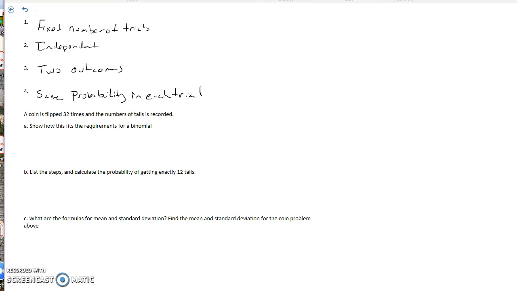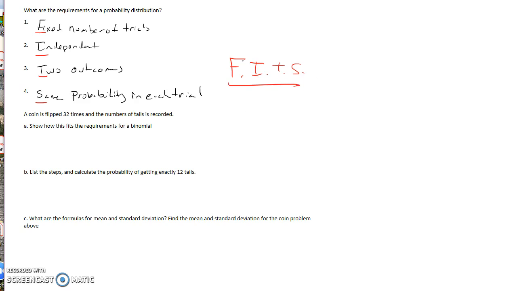All right, so an easy way to remember this, because you've got to know these: F-I-T-S, fits. I know it's dumb, but I like to go through these and write what they are, okay?